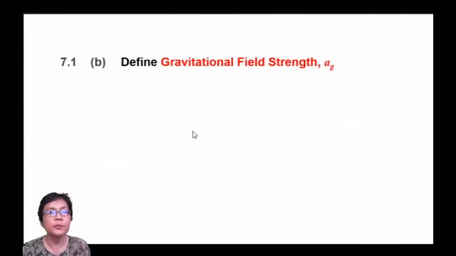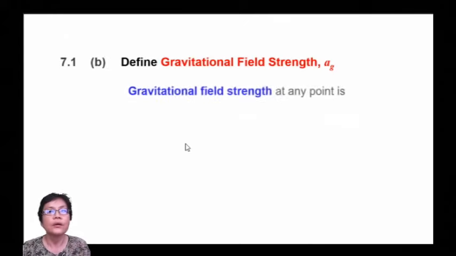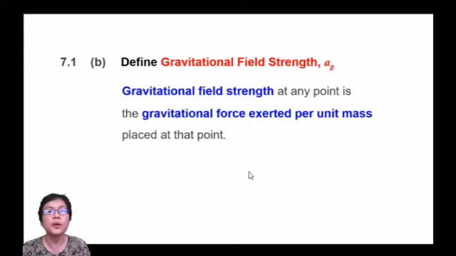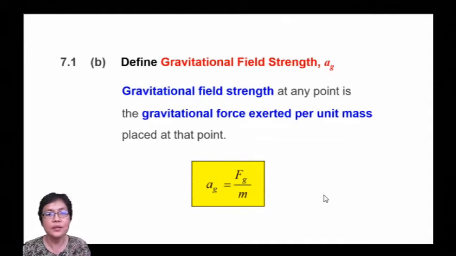Next will be 7.1b. Here we need to define gravitational field strength. What is gravitational field strength? Gravitational field strength at any point is the gravitational force exerted per unit mass placed at that point. It can be written as such.